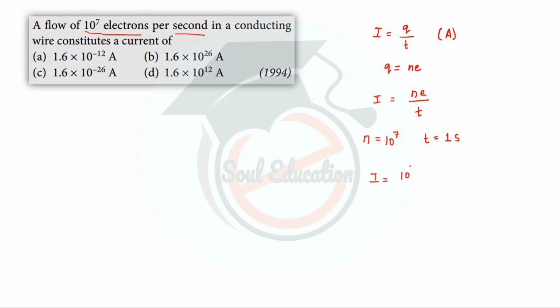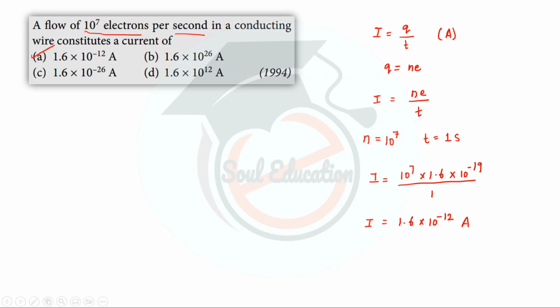So if we substitute, 10 to the power of 7 into electron charge 1.6 into 10 to the power of minus 19 coulomb divided by 1 second, which is equal to 1.6 into 10 to the power of minus 12. Correct? So this is my current. This much current is flowing through that wire. So option A is the correct answer.